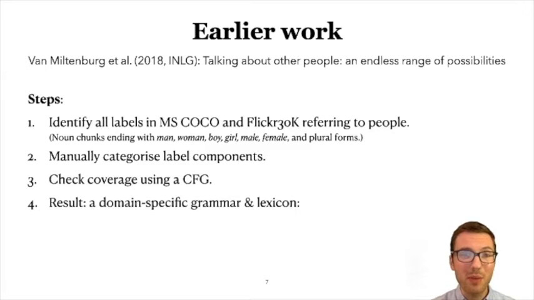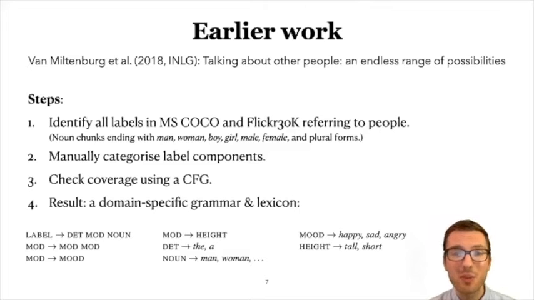At the same time, we built a context-free grammar that uses all those categories so that we could check the coverage of our categorization to make sure that we didn't miss anything. The result of this process is a domain-specific grammar and lexicon. The lexicon you've seen on the previous slide, and the grammar looks a bit like this. So these are just rewriting rules to try to capture what a label looks like.